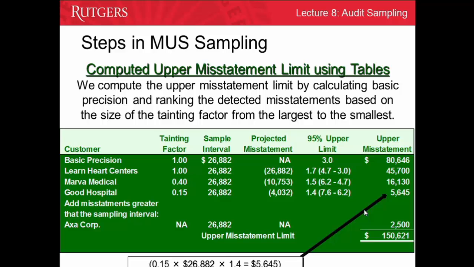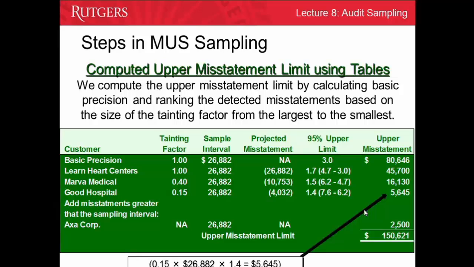Ranking the logical units by their tainting factors leads to a UML that is conservative, because the largest tainting factor is multiplied by the largest incremental change in the upper limit factor. This conservative approach means there is a higher risk that an acceptable account balance will be rejected by the auditor.